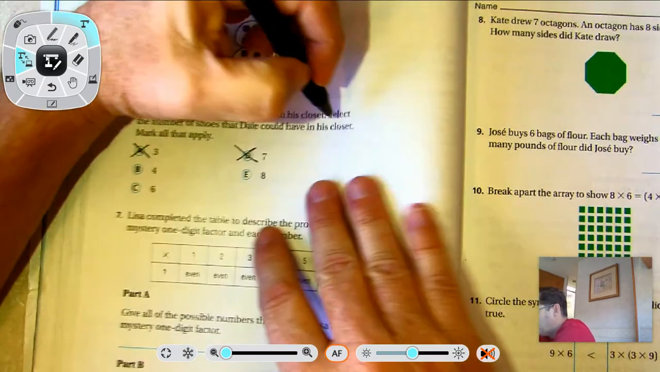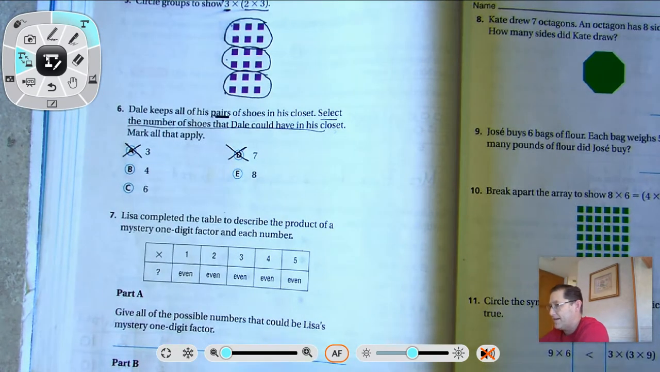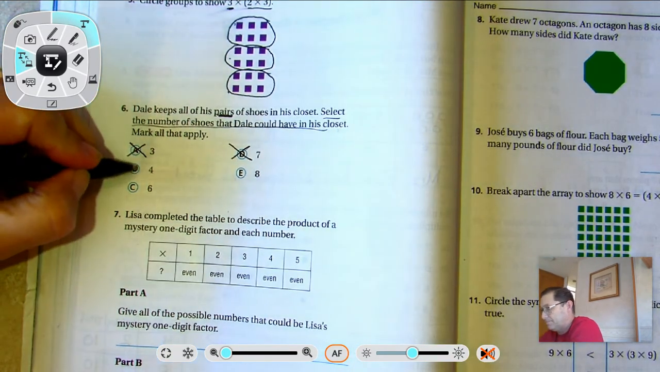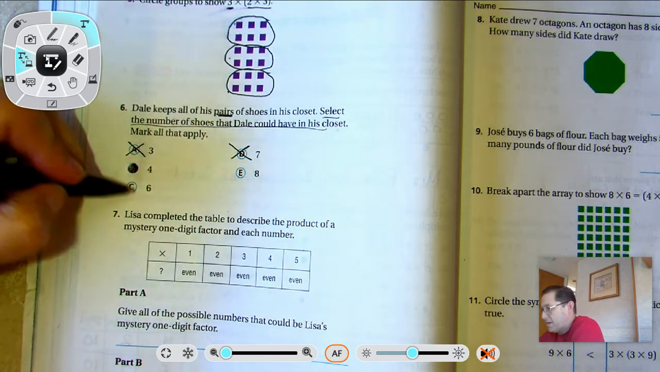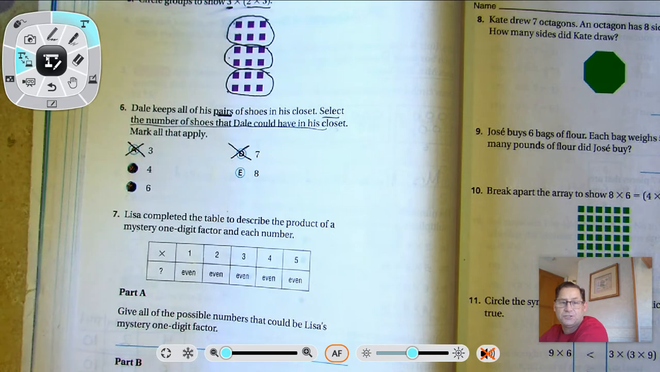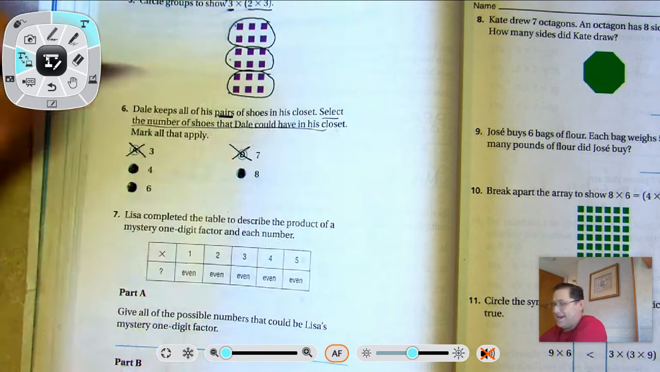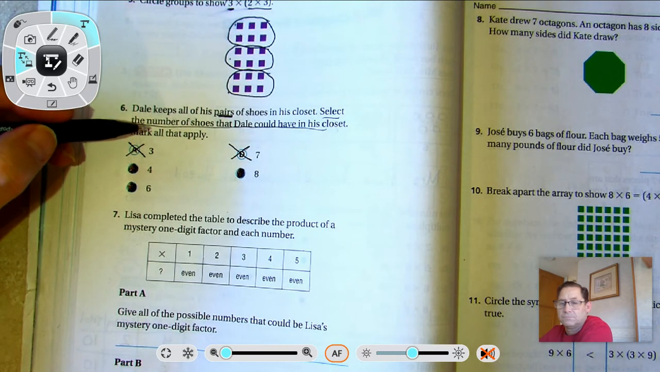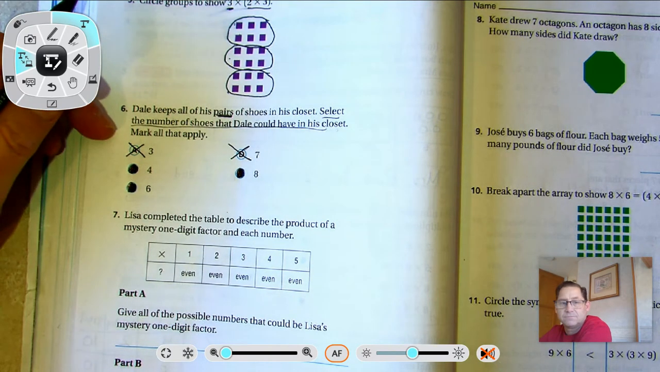Select the number of shoes he could have in his closet. Could he have 4 shoes? Sure. That would be 2 pairs. Could he have 6 shoes? Yes. That's 3 pairs. Could he have 8 shoes? Yeah, that's 4 pairs. But he can't have 3 shoes. That would be a pair and a half. He doesn't have 3 feet.